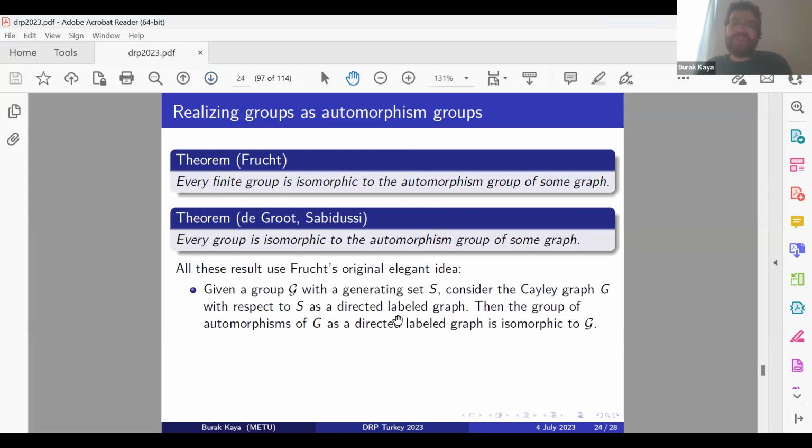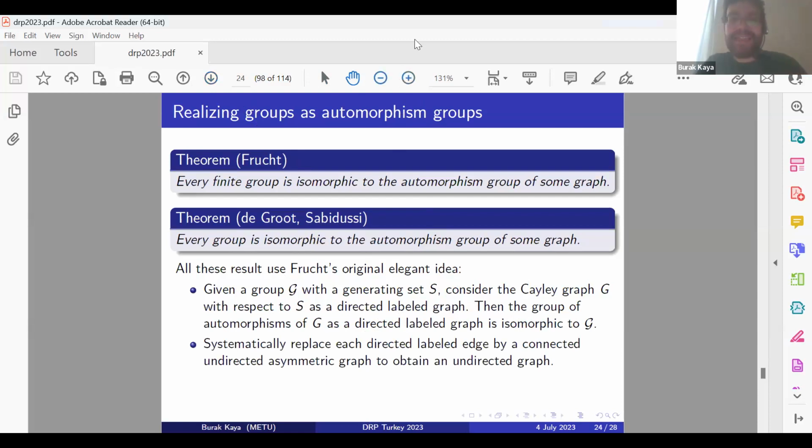But now I don't want a directed labeled graph. I want a usual graph, okay, a regular one without all these fancy things. If you just take this directed labeled graph and then replace these directed labeled edges systematically by asymmetric undirected graphs. Asymmetric graph means that you have no automorphisms except the trivial one. So you don't have any symmetries, okay? Your automorphism group is trivial. What you do is you just go to these directed labeled edges and systematically replace them with such graphs.